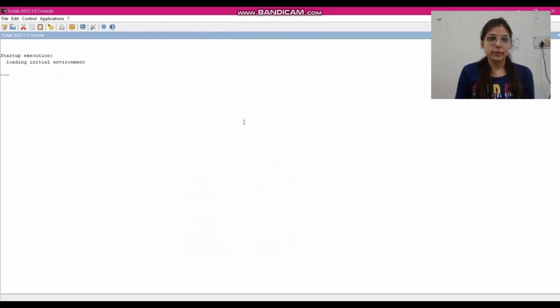Hello everyone, today I will be discussing Scilab, what Scilab is and how we do calculations in Scilab, numerical analysis questions and all. So Scilab is a programming language in which we solve numerical analysis questions like the secant method, bisection method, regula falsi method and so many methods we have in numerical analysis.